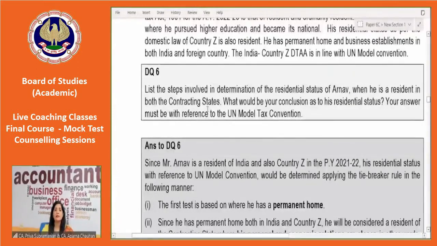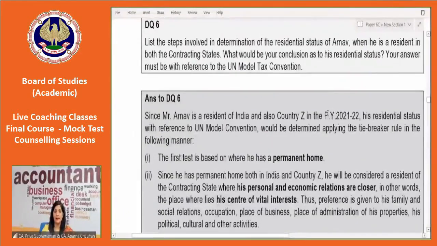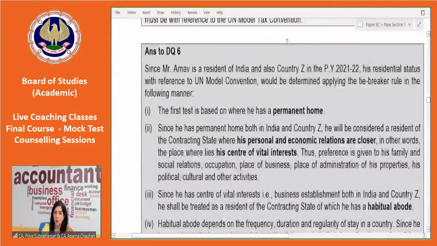When he is resident in both the countries, he is a resident of both the contracting states. Now you have to determine the residential status of one of the contracting states only, right? For which he will be considered as the resident. What are the steps for that purpose? Tiebreaker rule has to be applied. There are 4 tests that are given for determining the residential status of such persons who are residents of both the countries. The first is based on where he has a permanent home.